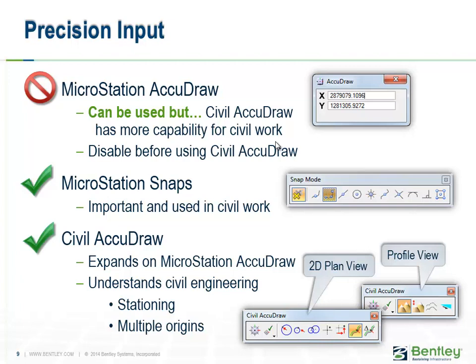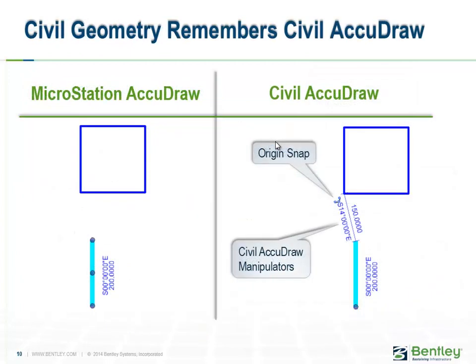One thing to keep in mind is that MicroStation AccuDraw and Civil AccuDraw have a great deal of overlap and should never be used at the same time. It's one or the other. MicroStation AccuDraw should be disabled before enabling Civil AccuDraw. When civil geometry is created using Civil AccuDraw, the geometry remembers how it was created, including the Civil AccuDraw parameters.